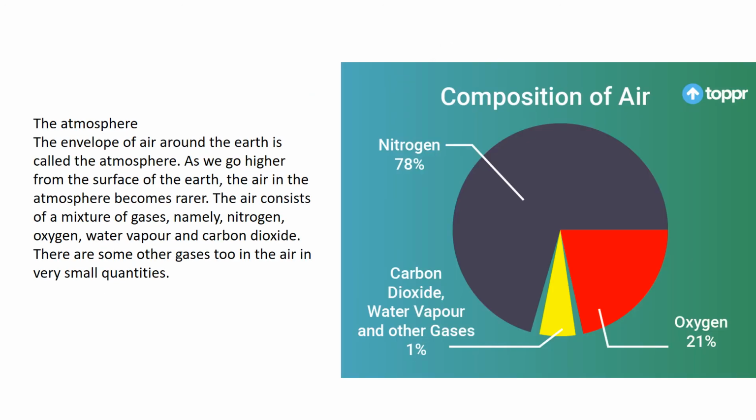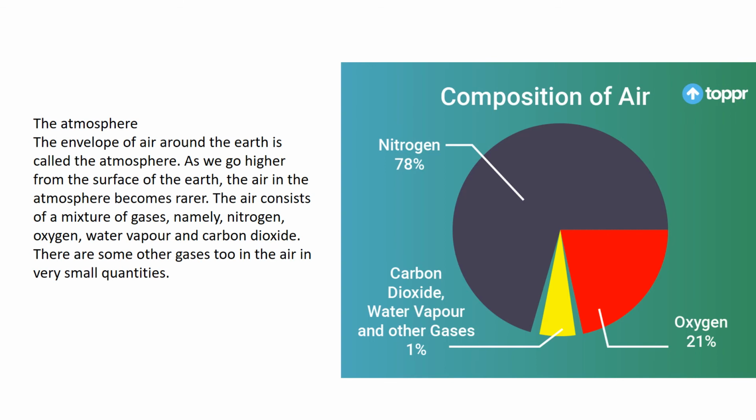Atmosphere. Now we'll see what is atmosphere. The envelope of air around the Earth is called the atmosphere. The envelope of air means all the air around the Earth is called the atmosphere.